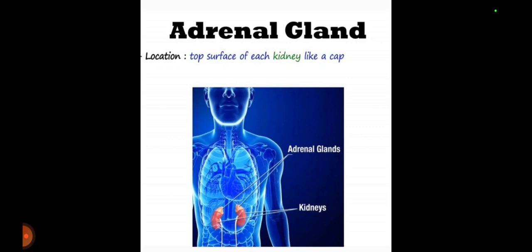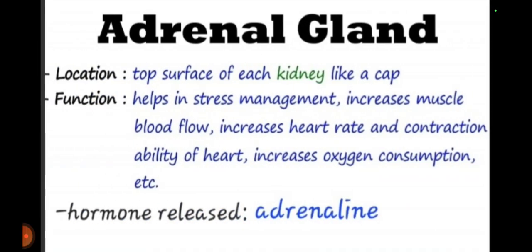Then comes the adrenal gland. It is located on the top surface of each kidney. It looks like a cap on a kidney, as you can see in the picture. The function of the adrenal gland is that it helps in stress management. It increases muscle blood flow, heart rate and contraction ability of the heart, and also increases oxygen consumption. The adrenal gland releases a hormone called adrenaline. This hormone is also called the fight and flight hormone, as it controls our emotions.